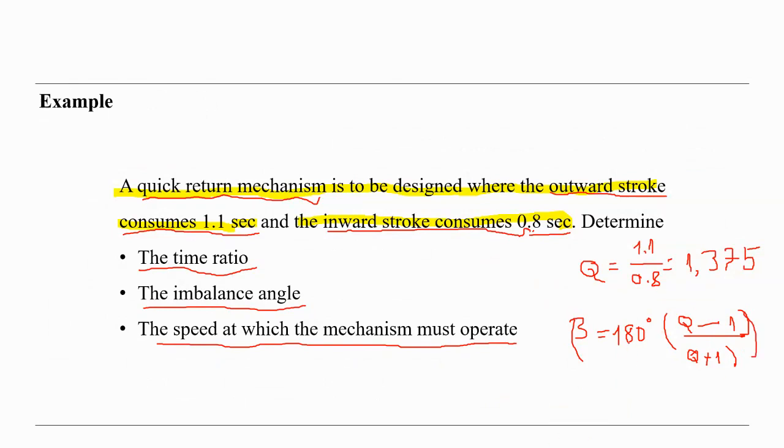So then beta is equal to 180 times, we have here minus 1, which is 0.375, over plus 1, which is 2.375. So what is the result? Let's calculate the result.